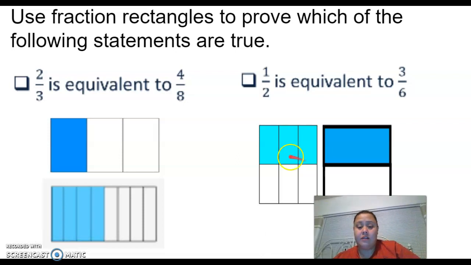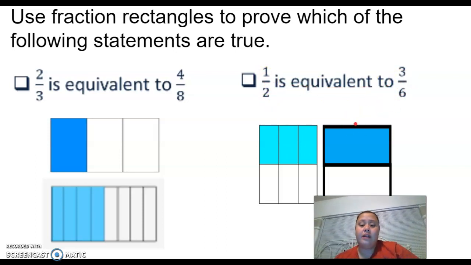So we have 3/6 here and 1/2 here. Again, drawing both shapes, and as you can see, they are equal in surface area covered. So these 2 fractions are equivalent.